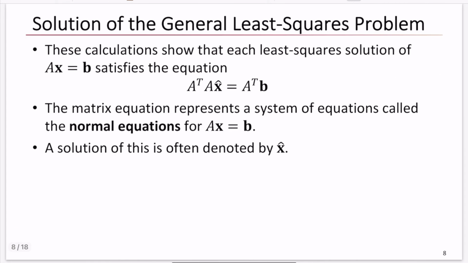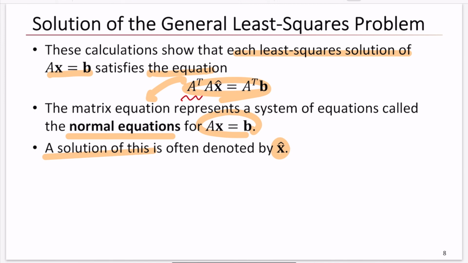This calculation shows that each least squares solution of AX equals B satisfies the following equation: A transpose A X hat is equal to A transpose B. This matrix equation represents the system of equations called the normal equation for AX equals B. The solution of this is often denoted by X hat, which will be the approximate solution for AX equals B. That's the normal equation for AX equals B.